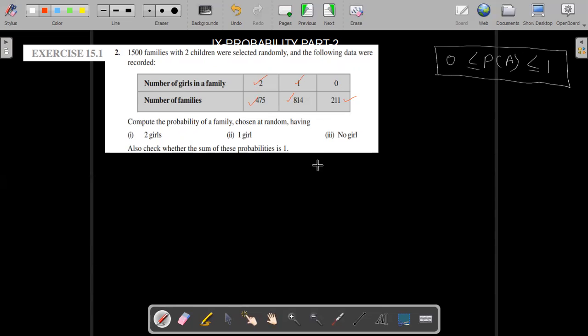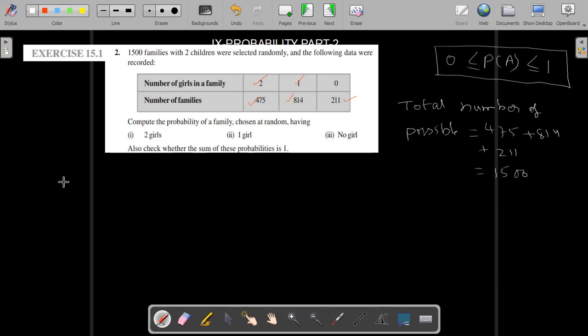First we have to find the total number of possible cases, already given as 1500 families. If you add 475 plus 814 plus 211, you will get 1500 families. This is the total number of possible cases.